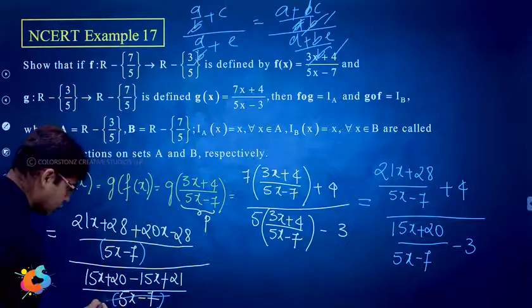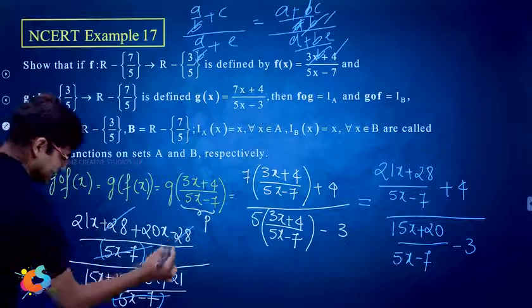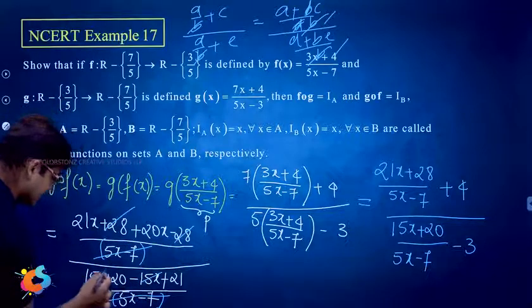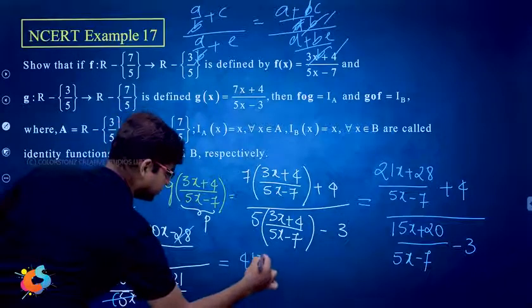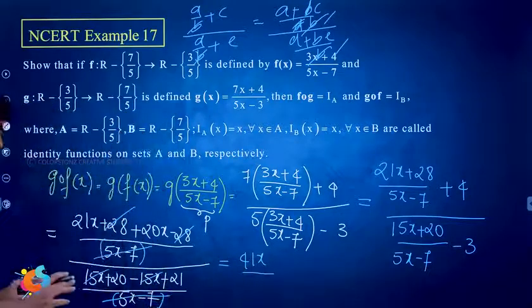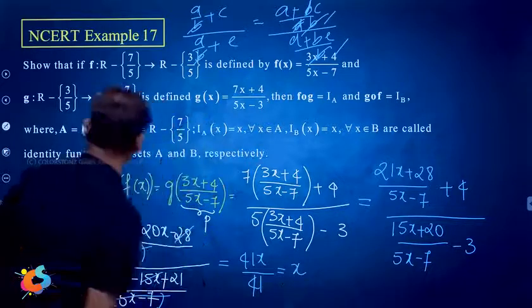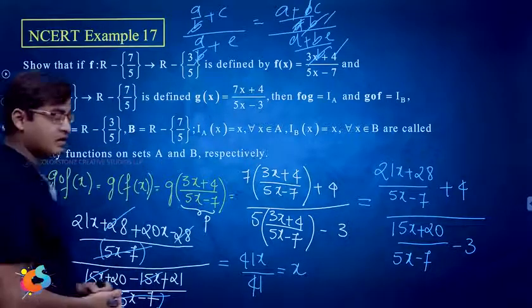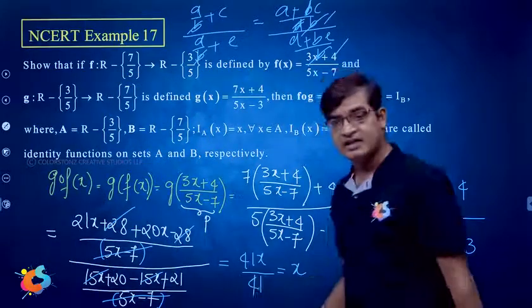The denominator's denominator and the numerator's denominator can be cancelled. Here 28 is getting cancelled. Here 15x is getting cancelled. On the whole, we have 41x again, like before. But on the whole, we should get x, so that we are getting here also. So this is equal to x. We found out what g circle f of x is, and we got this equal to x. That means this is an identity function.